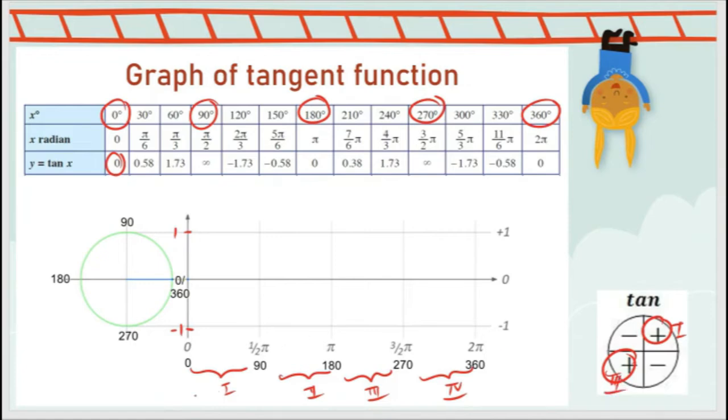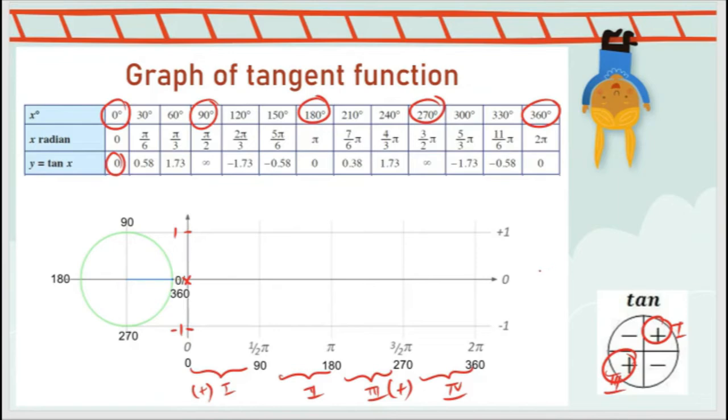So you know this one will be positive and the third quadrant will be positive. Then the other two quadrants will be negative. Okay, so see the first one, tangent 0 is 0. So you mark it 0. Then how about tangent 90?